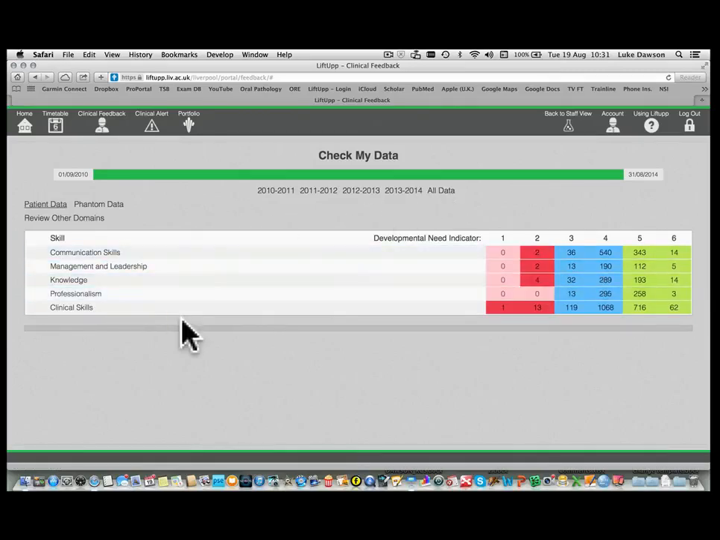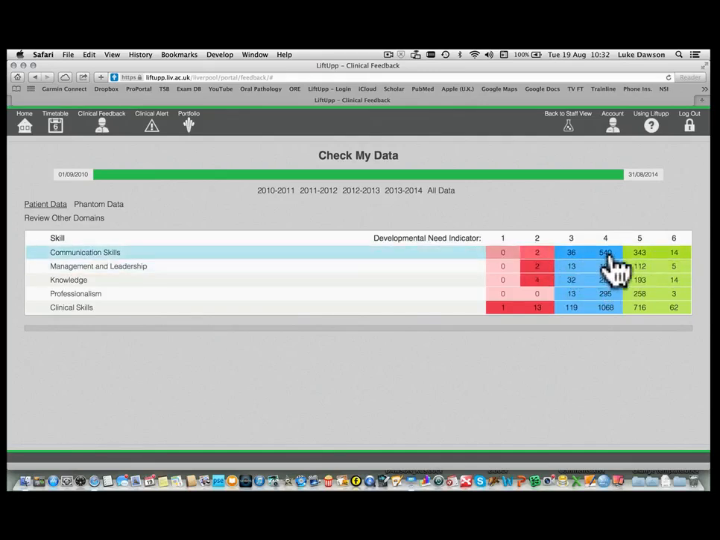Here are the domains, and what you have over here are the developmental need indicators 1, 2, 3, 4, 5, 6, and we've color coded them. Effectively, red here means that currently you were unable to do this and a member of staff had to do it for you. 3 and 4 basically means you needed some assistance, and 5 and 6 means that you were doing it independently. The numbers in here are the number of observations.